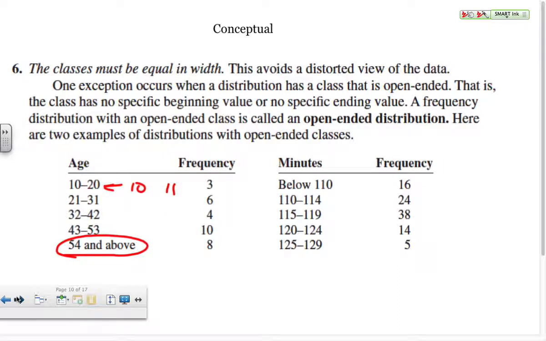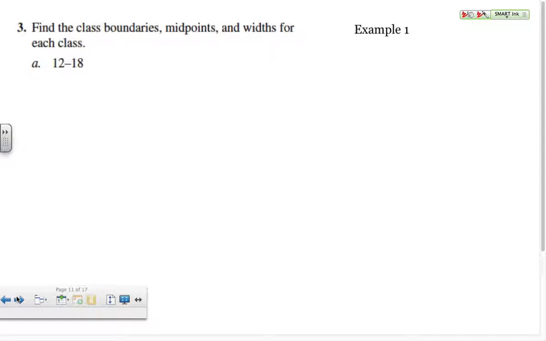So, all right, here's an example. Now, everything prior to this did not have to be written down. This must be written down. This could show up on a notebook quiz. So everything from here on out, you must write down. This one just gives us a class, and it asks us to find the class boundaries, the midpoints, and the widths for each class.